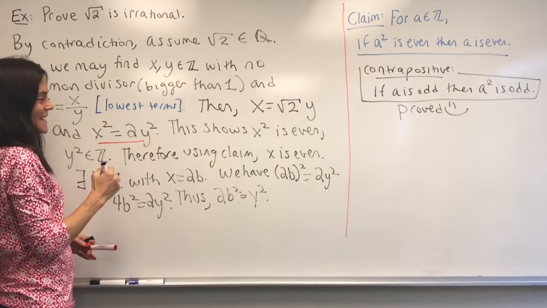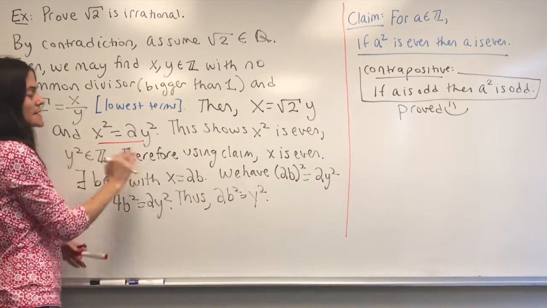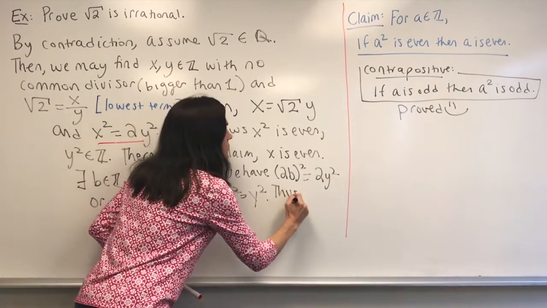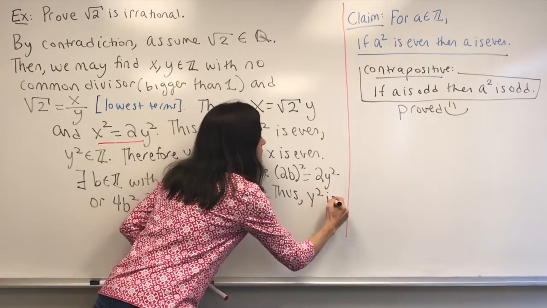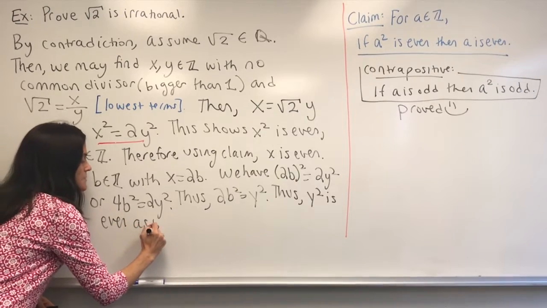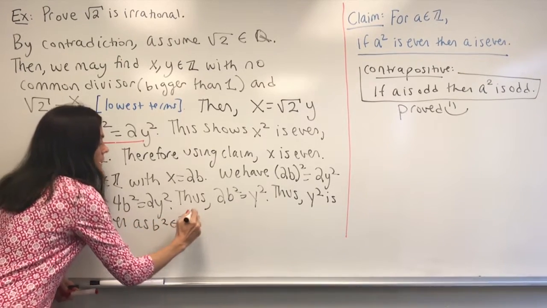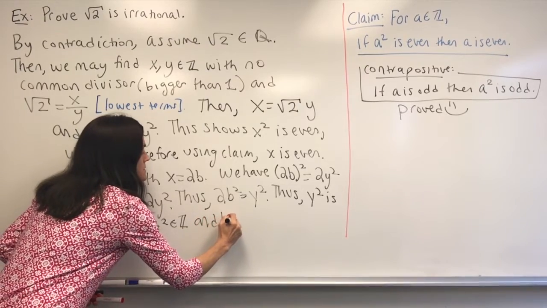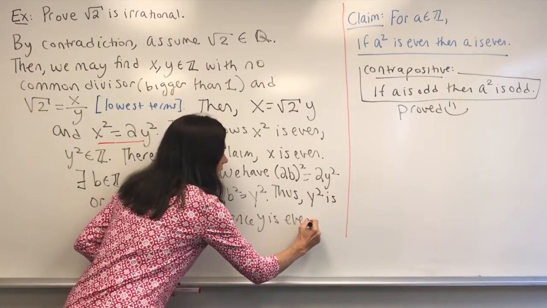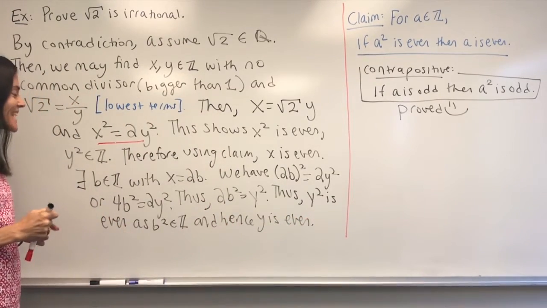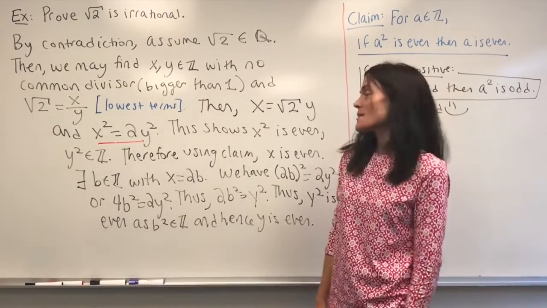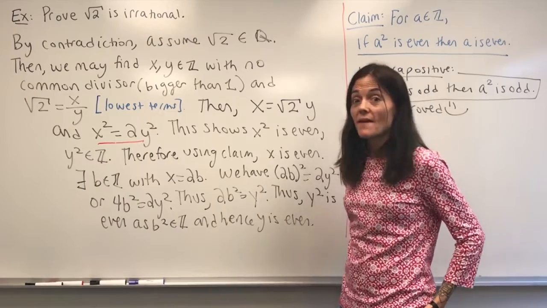This looks like something we've seen. It looks like this one, except we have the y over here. So this shows y squared is even, as b squared is an integer, and hence y is even. Again, using our claim. Now, put my markers down. This is the moment you should be able to think about what is the contradiction, because we have everything here.